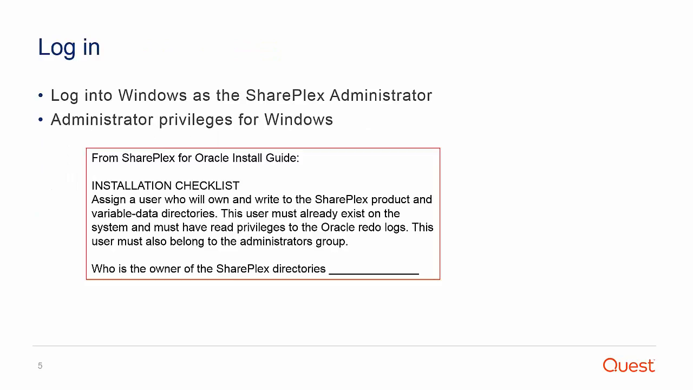To begin the installation process, log into Windows as the SharePlex administrator that was specified in Step 3 of the Windows pre-installation checklist. This user must have administrator privileges for Windows. Here's a copy of this step from the SharePlex for Oracle Install Guide. Assign a user who will own and write to the SharePlex product and variable data directories. This user must already exist on the system and must have read privileges to the Oracle Reboot logs. This user must also belong to the administrators group.